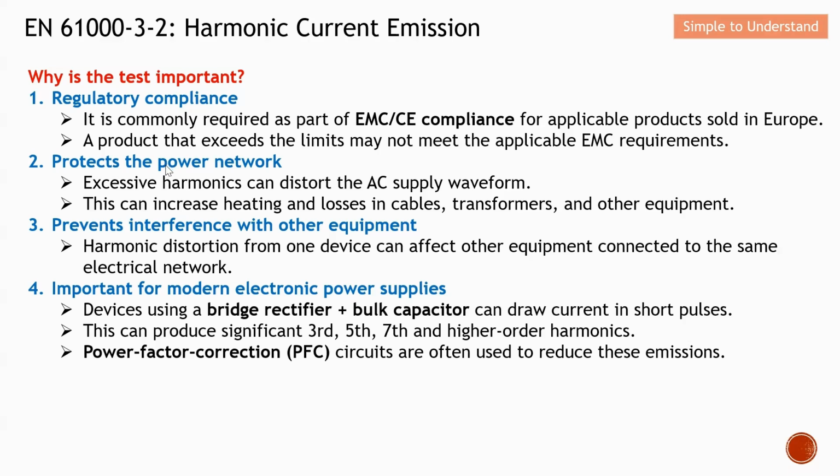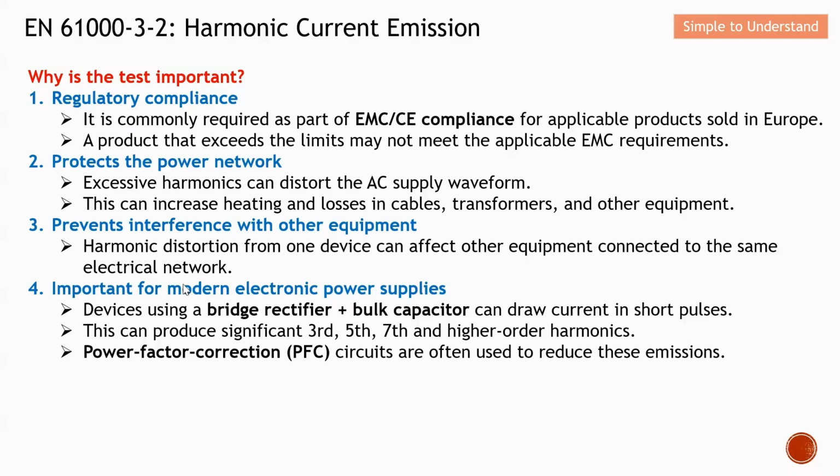Second, we need to protect the power network. Like I mentioned earlier, excessive harmonic current can distort the AC supply waveform. With this, it can also increase the heating and losses in cable, transformer, and other equipment. Third, the extra harmonic current can become interference with other equipment that share the same mains. So in short, the harmonic distortion from one device can affect other equipment that share the same electrical network.